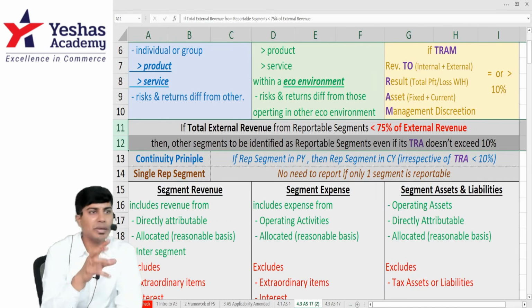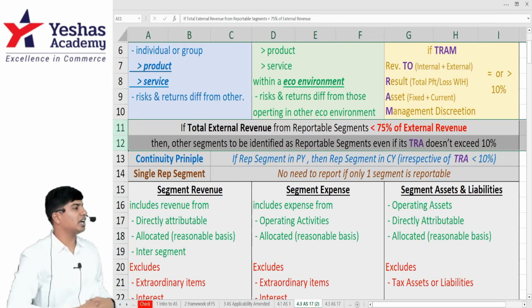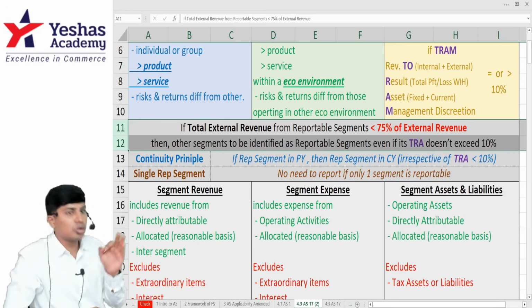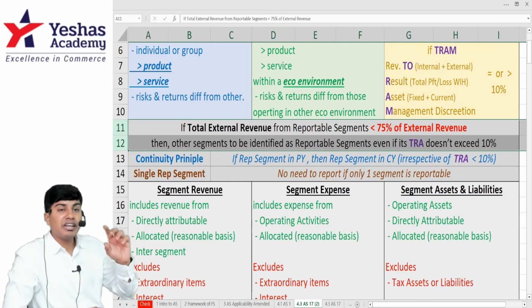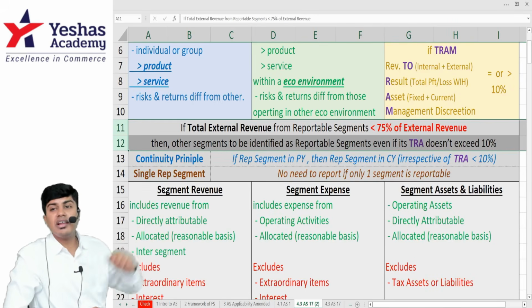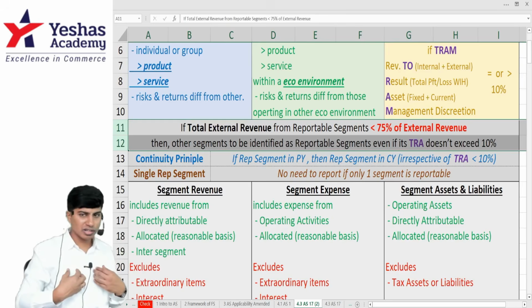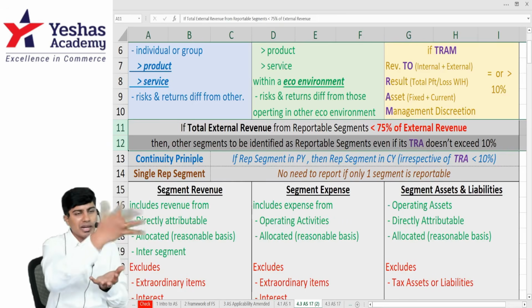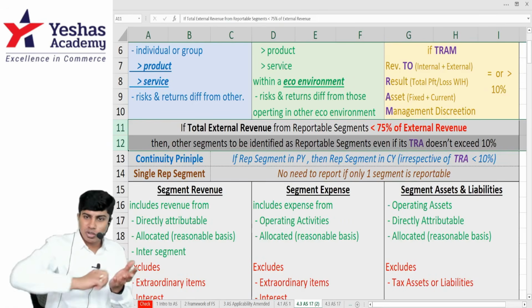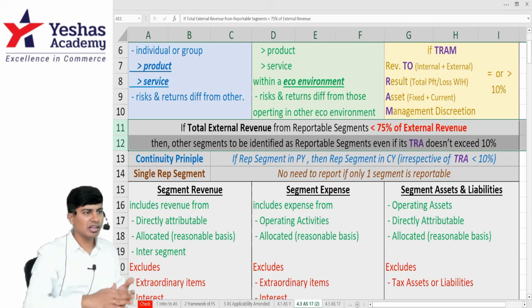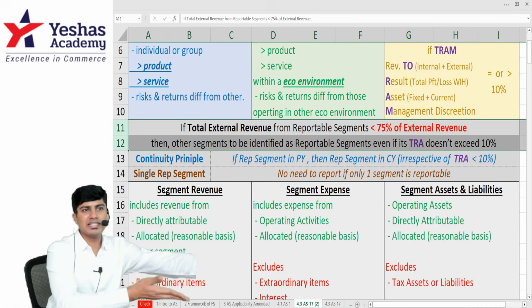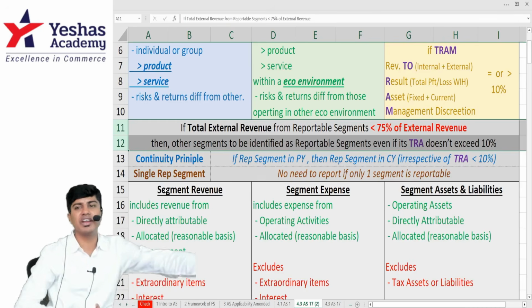I'll repeat once again. Based on the turnover condition, we identify reportable segments. Such segments should contribute a minimum of 75% of what? External revenue. What if there is one entity with a lot of segments? One segment has huge internal transfer, but no external sales. One more also has huge internal, no external, or very little external. And we identified those 2-3 segments as reportable segments. From those segments, the actual external sale made is less than 75%.